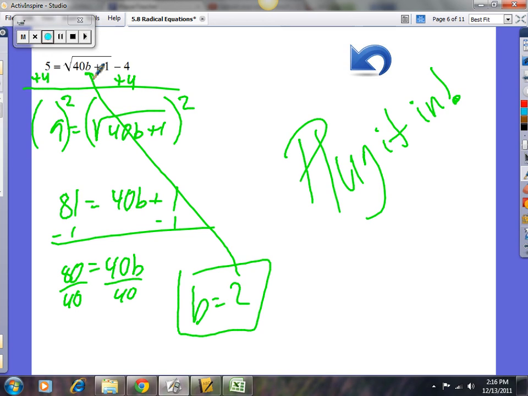If you get an answer like that and you plug it in and it doesn't equal, why wouldn't it though? It would be no solution. Why would it be no solution? It wouldn't be right.